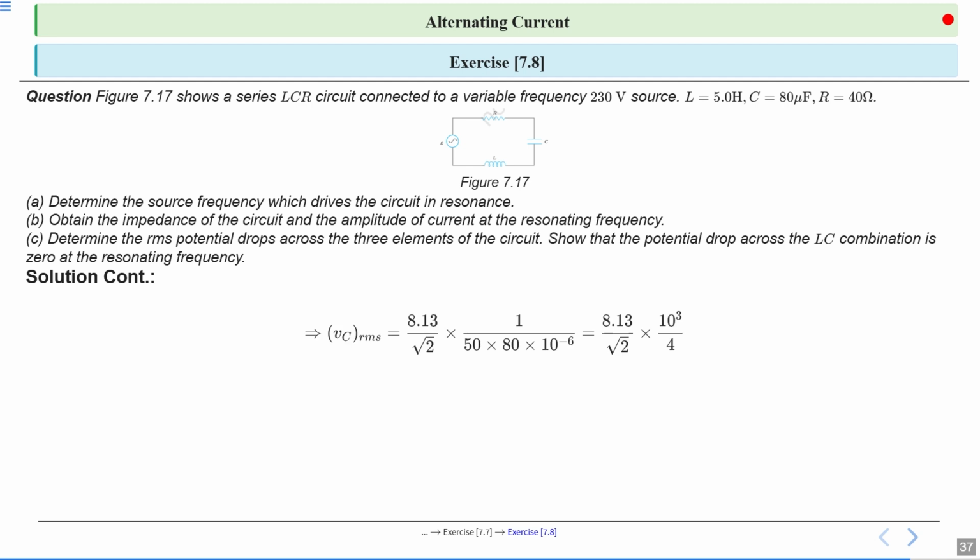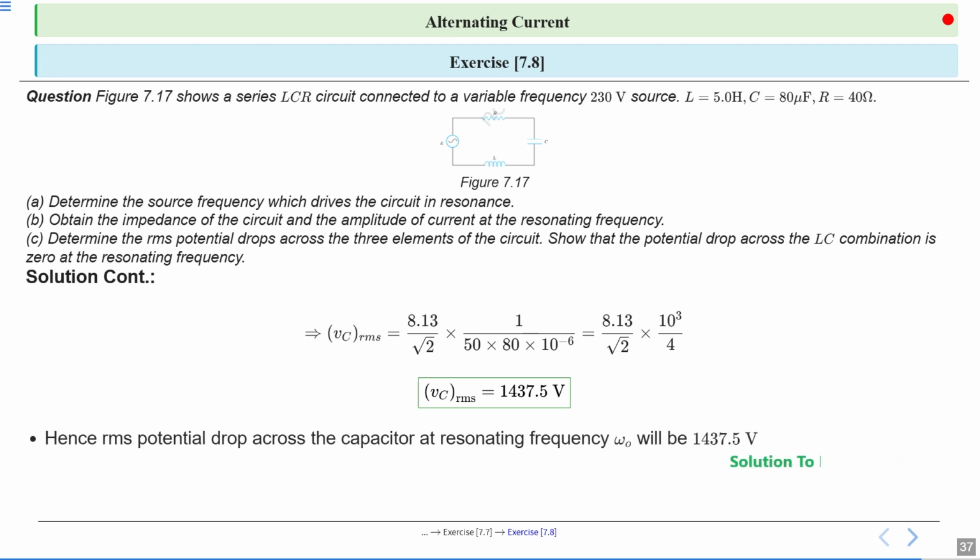So VC RMS will be equal to, what was IRMS given? 8.13 upon root 2 into 1 upon 50 into 80 into 10 to the power minus 6. 50 is omega naught, and 80 into 10 to the power minus 6 is C, which is equal to 8.13 upon root 2 into 10 to the power 3 upon 4. So VC RMS is equal to 1437.5 volt. So VC RMS is the same as VL RMS. Hence, the RMS potential drop across the capacitor at resonant frequency omega naught will be 1437.5 volt.